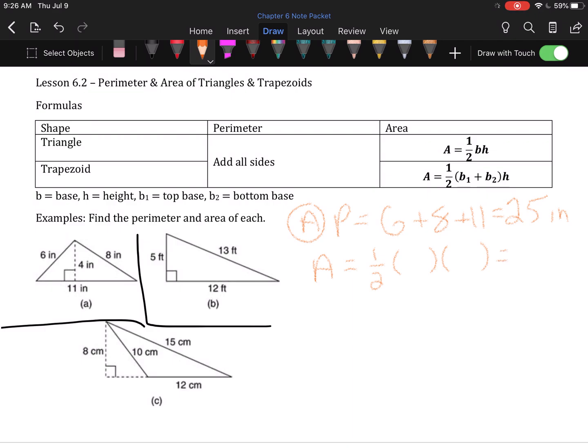Now, the base and height must be perpendicular, meaning they touch at a right angle. The 2 measurements in this first triangle that touch at a right angle are the 11 on the bottom, which is the base, and the 4 tall, which is the height. This is multiplication. You can do it in any order you want. So I see 1/2 and 4, so 1/2 of 4 is 2. 2 times 11 is 22. So the area of this triangle, triangle A, is 22 square inches.